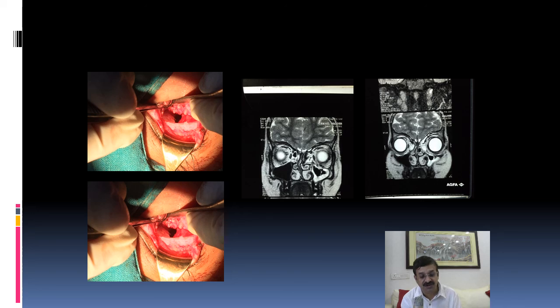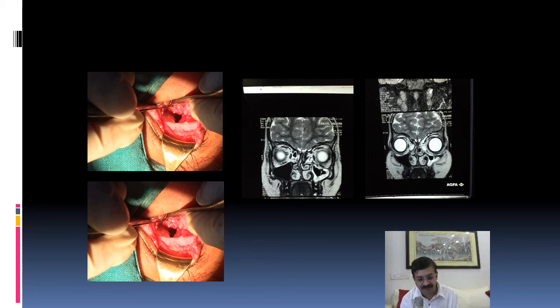So we just put the os patch over the defect that you can see, and then we laid back the contents, and covered the wound in layers. Now if you see at the rightmost picture, you will see that the patient is showing some echoes just below her eyeball, and that is the os patch which is there.